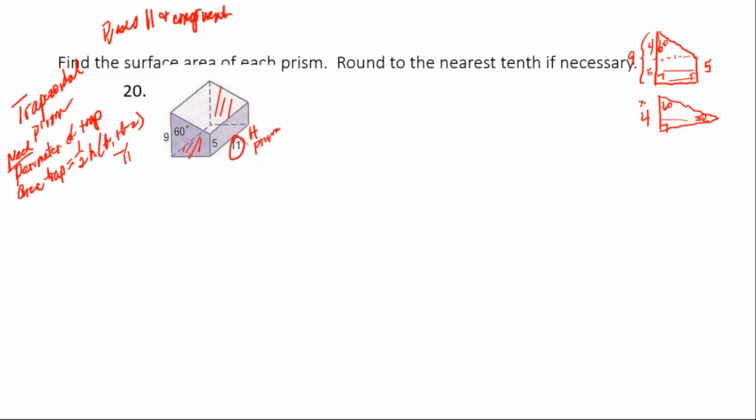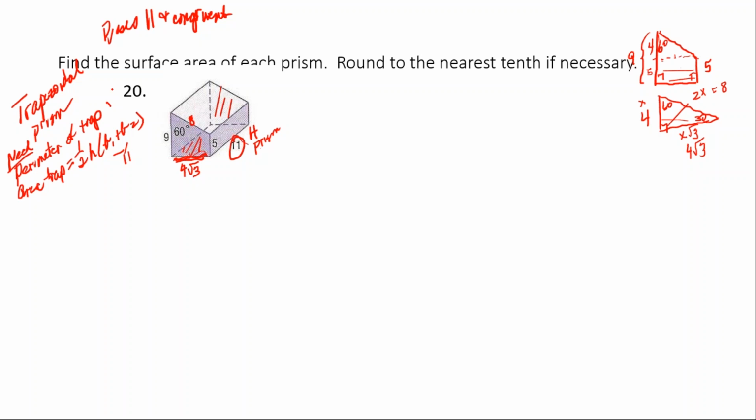Across from here is x. Across from here is 2x. Across from the hypotenuse. And this is x square roots of 3. I know this is 4. This is 8. And this one is 4 square roots of 3. So I'm filling in. The slanted side is 8. The height, or this one, is the 4 square roots of 3, because it's the one that's perpendicular.